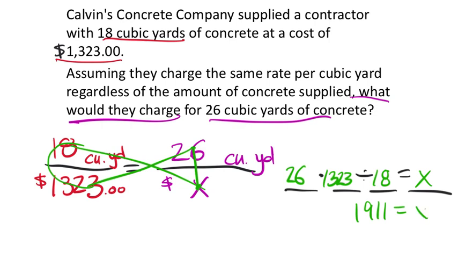$1,911. Now again, it's not just 1,911. It would be in dollars. And that's it. So if they charge the same amount, no matter how much concrete you got, if you were looking for 26 cubic yards at this rate, it'd cost you $1,911.